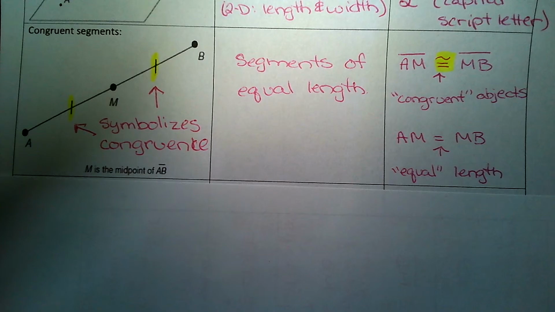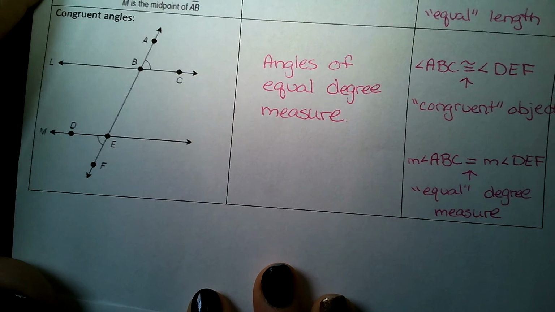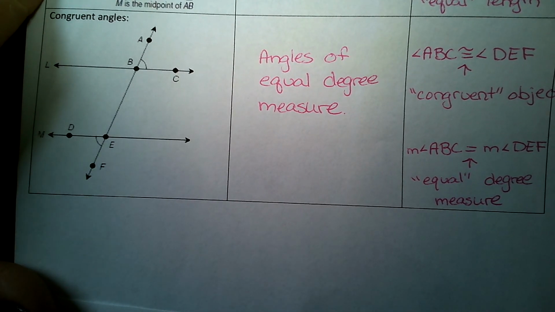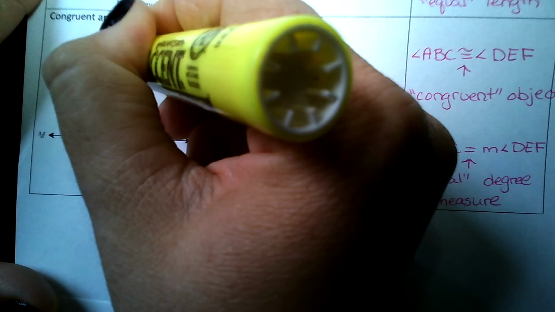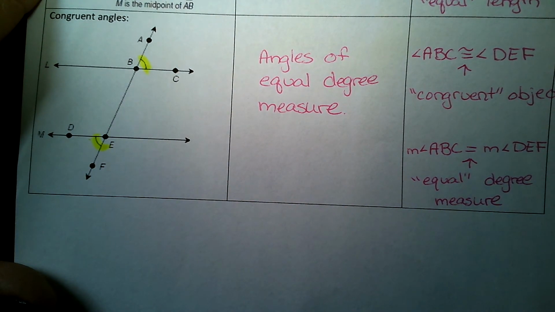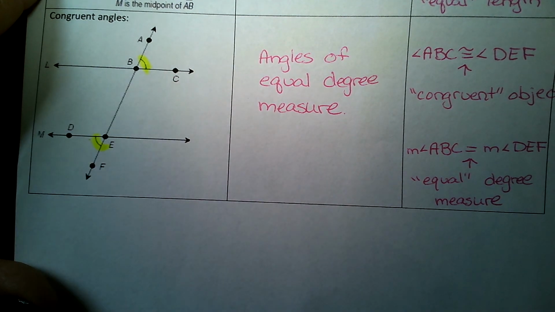Our very last concept is congruent angles. Okay. Again, there's a special symbol you can use in a picture to represent congruent angles, and it's this arc added into the angle. Remember, an angle represents the space between 2 rays that come out of a vertex. So here we have 2 angles of equal degree measure.